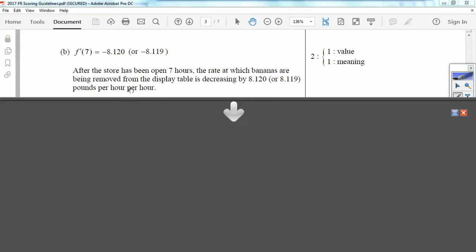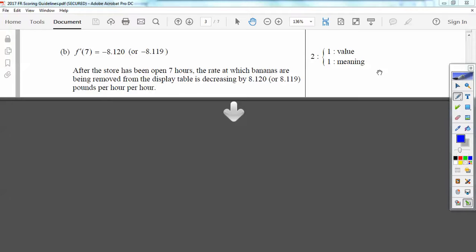Also notice it talks about decreasing, so they took the negative off. It says that the rate at which bananas are being removed from the display is decreasing. So the rate is decreasing. So, right, that's concavity. That's acceleration, if you will. That's pounds per hour per hour. So the rate that they're being removed, because that's what F is, the rate they're being removed in pounds per hour, is decreasing. Because think of the chart. This would be like your second derivative.